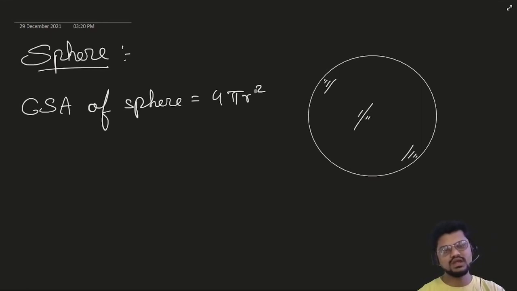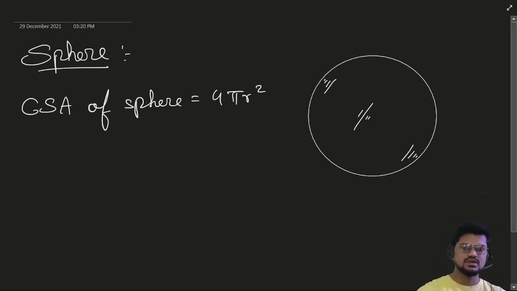Now, how it has been derived, that you will learn in your class after class 12. Okay, why 4 pi r square? Why all these formulas? So this is your curved surface area of sphere, or you can also say total surface area of sphere, or you can also say surface area of sphere.